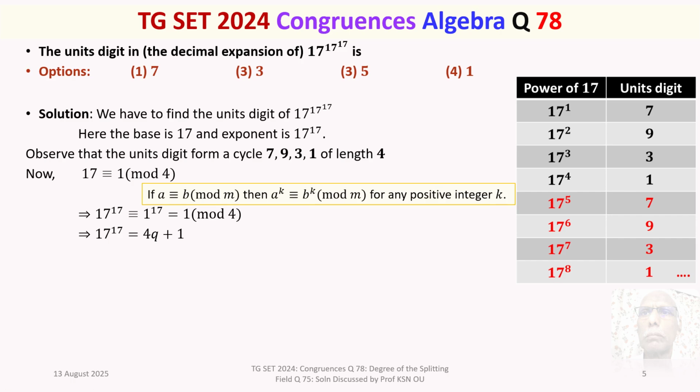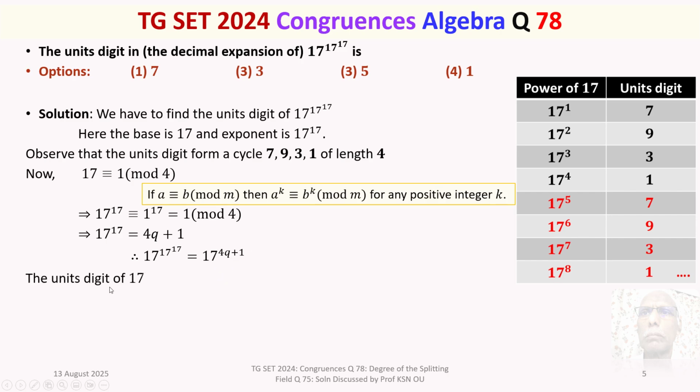Agreed. Now take 17 to the power of 17 to the power of 17. The base is 17, and the exponent 17 to the power of 17 is of the form 4q plus 1. Now remember, the units digits of the powers of 17 form a cycle 7, 9, 3, 1 of length 4. For every 4 it repeats. So what will be the units place in 17 to the power of 4q plus 1? It is the same as the units place of 17.